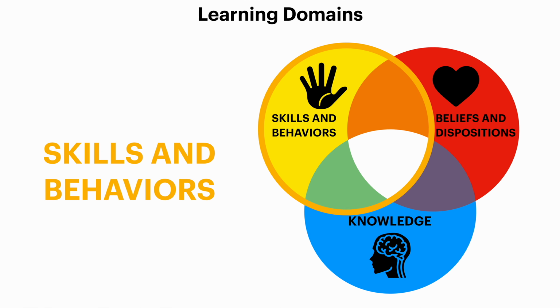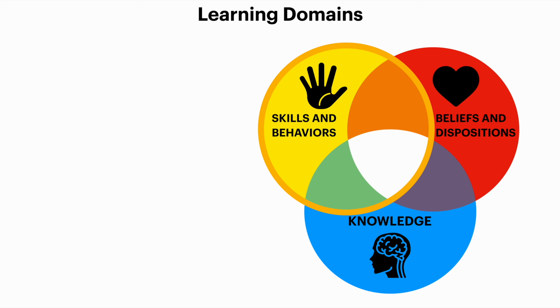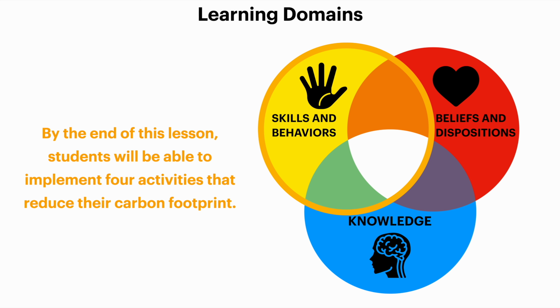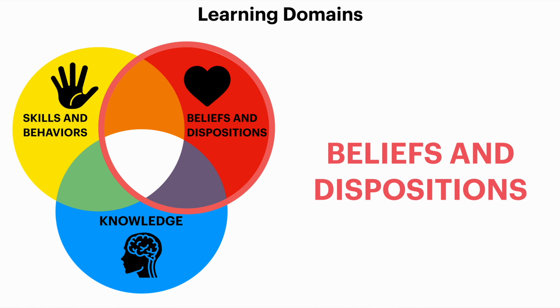The second domain is behavior and skill. This is what you want yourself or your students to be able to do. For example, by the end of this lesson, students will be able to implement 4 activities that reduce their carbon footprint. Initially, you need conscious knowledge to carry out tasks, but with practice, it becomes second nature and you can perform effortlessly without much thought. The final domain is belief and disposition.